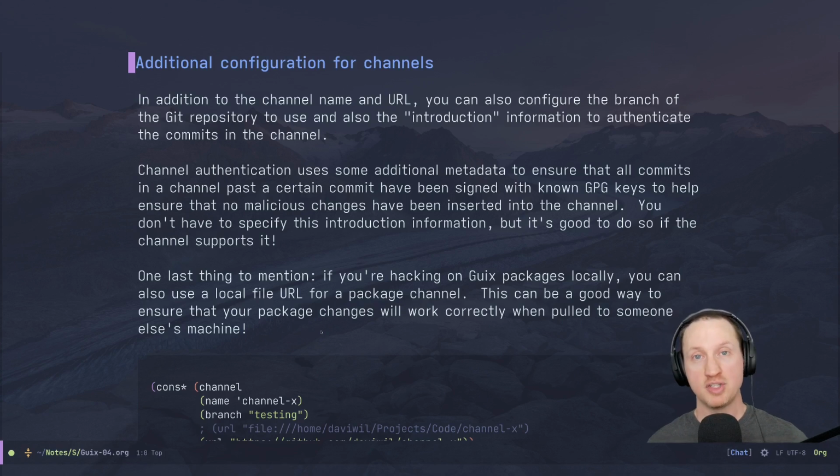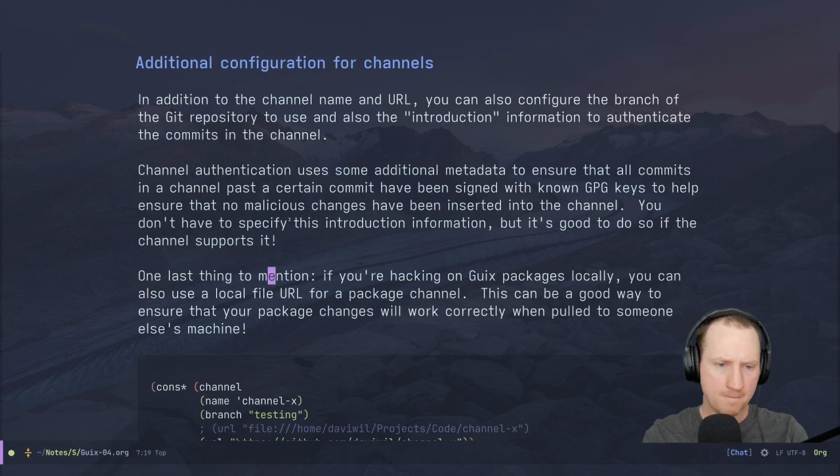This is important because if you care about your privacy and you care about your freedom, then you definitely don't want some malicious person coming in and changing package definitions to add malicious code or maybe spyware or anything like that. So using this channel introduction information can help Guix to verify the commits that are coming from the channel every time you run guix pull. Now, it's not required to specify this information for a channel that supports it, but I suggest you do that so that you make use of this added benefit of Guix channels.